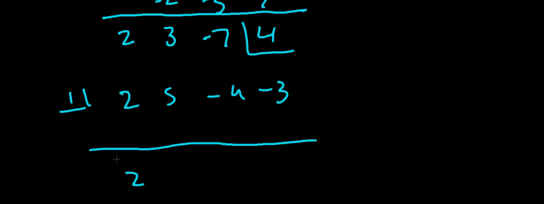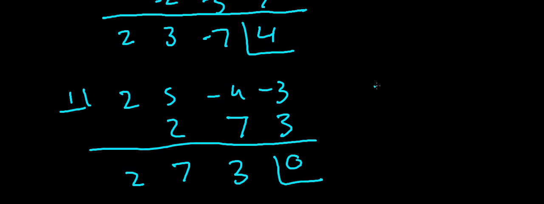We have 2, 1 times 2 is 2. So we have 7, 1 times 7 is 7. 4 minus 7 is 3. 1 times 3 is 3. And then we have 0. So this is a root. So x minus 1 is a factor.